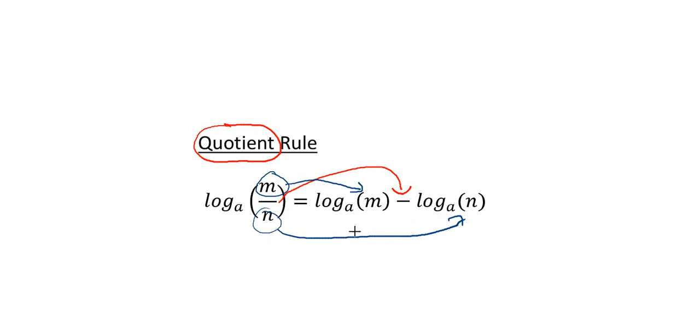It also works in reverse. If we have two logarithms that we are subtracting from one another, we can collapse those into a single logarithm by dividing those two things. The positive one goes on top, the negative one goes on the bottom.